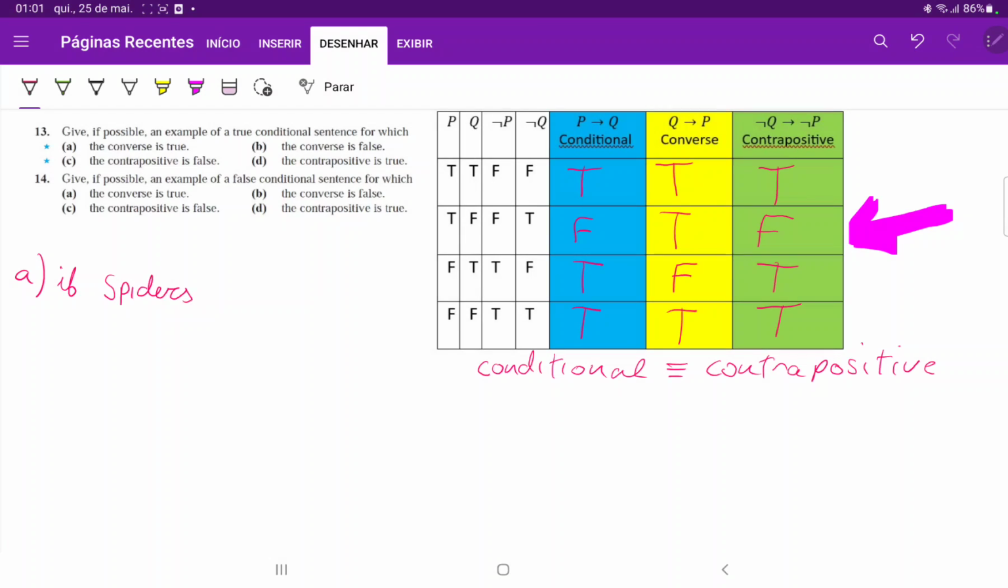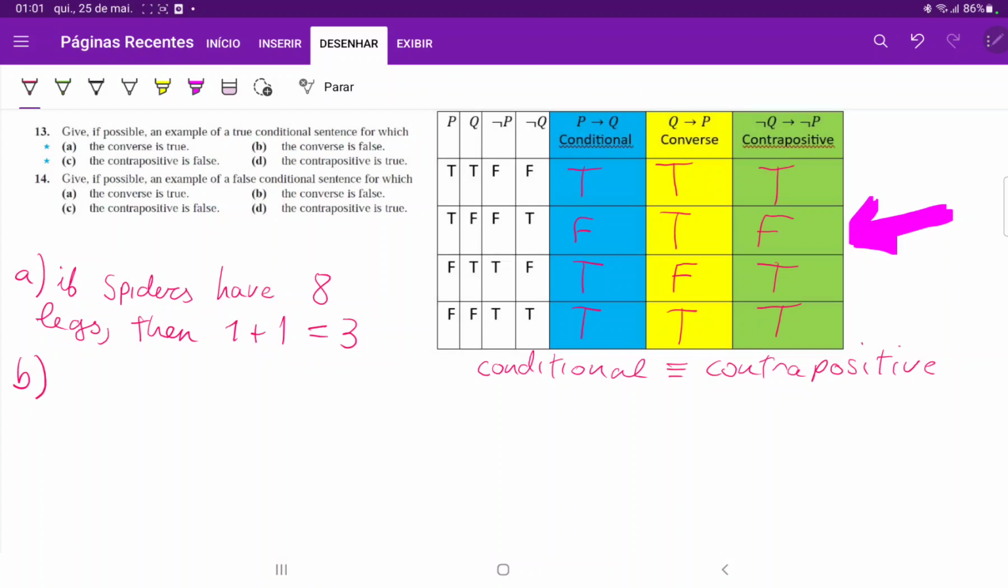I'm going to put it, if spiders have 8 legs, which is true, then 1 plus 1 is equal to 3. So we can see here that P is true and Q is false, and therefore our conditional is false, but our converse is true. Let's do item B, where the converse is false.